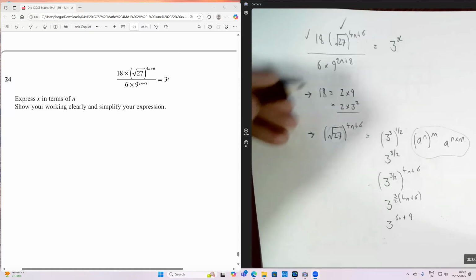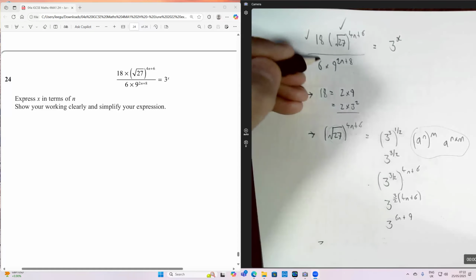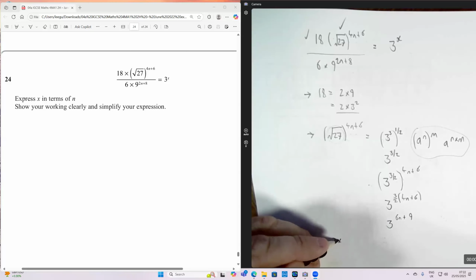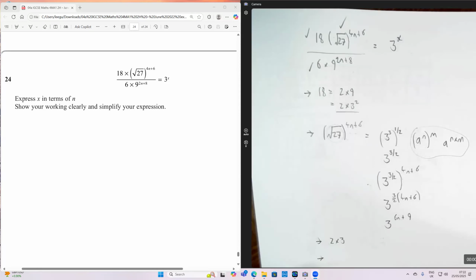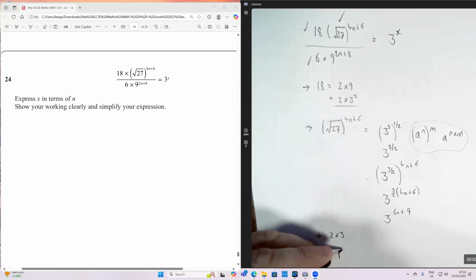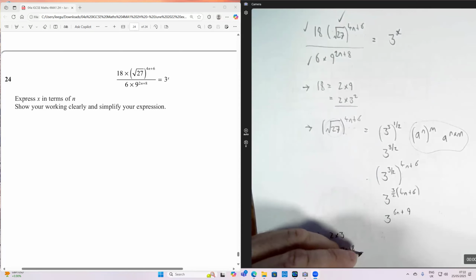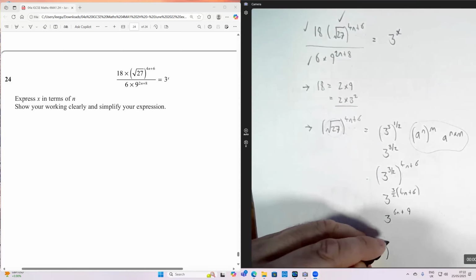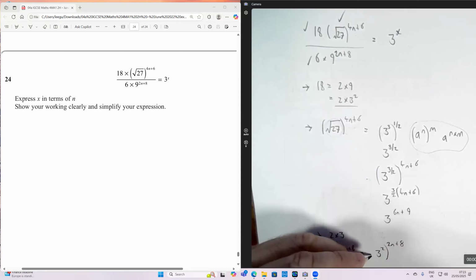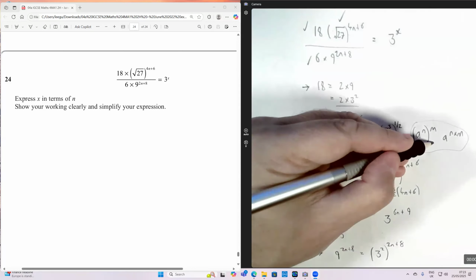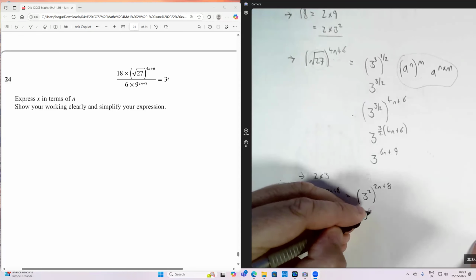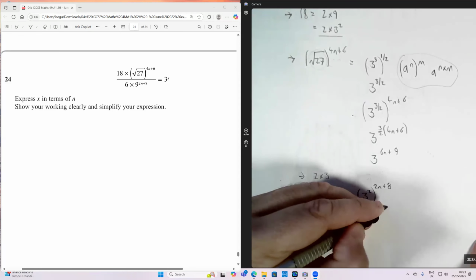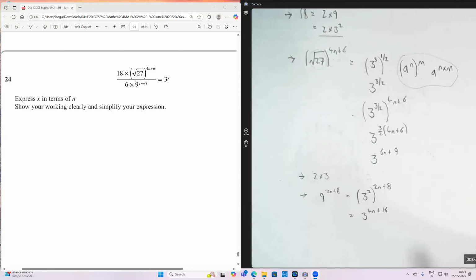That was tricky. Now we've got the 6 to deal with. That's nice. That's just 2 times 3. Perfect. Dealt with that one. And then we've got the 9 to the 2n add 8. So 9 to the 2n add 8 can be thought of as 3 squared to the power of 2n add 8. And again, using this law of indices, that is going to go to 3 to the 4n add 16.